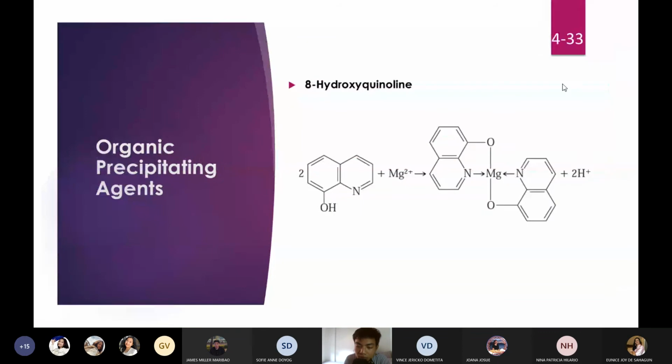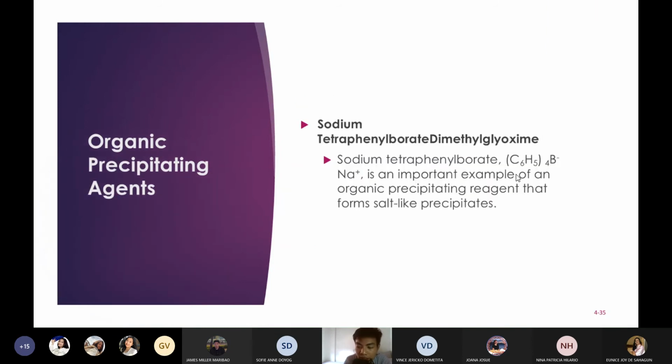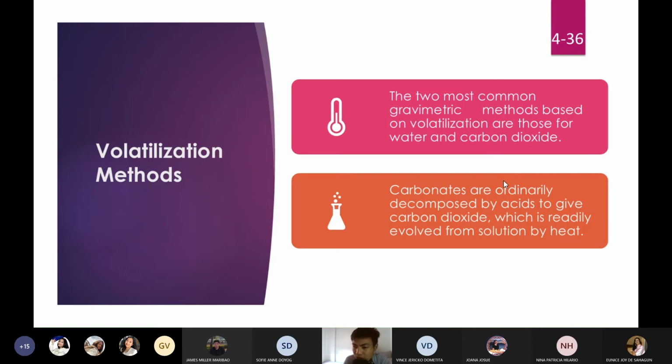So some of the precipitating agents for organic molecule is the hydroxyquinoline. Okay? So yan, kakabit yan sa organic molecule mo so that it will clump together. Dimethylglyoxime, DMG. So yan, pwede yan kumabit sa iyong organic molecules para mag-precipitate yan. And ito, sodium tetraphenyl borate. So yan, pwede mo to gamitin to precipitate ions or organic molecule as well. Although hindi na natin di-discuss masyado yan, ha? Pang-BS Chem na masyado.